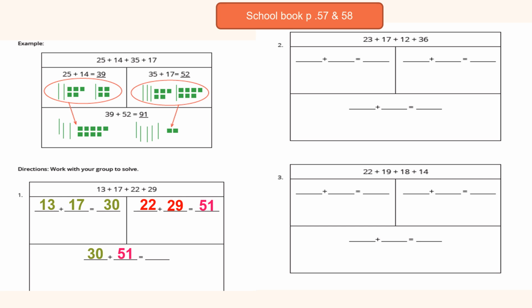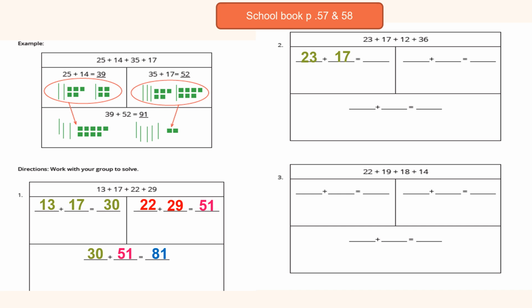Number 2. 23 plus 17 plus 12 plus 36. First we will put the first two numbers together. 23 plus 17. 3 plus 7, after 7, 8, 9, 10. We will put 0 and carry up 1 in tens. 1 plus 2 equals 3. 3 plus 1 equals 4. So it will be 40.